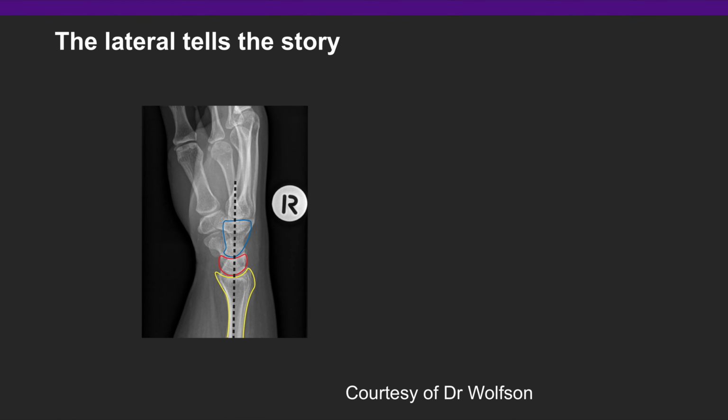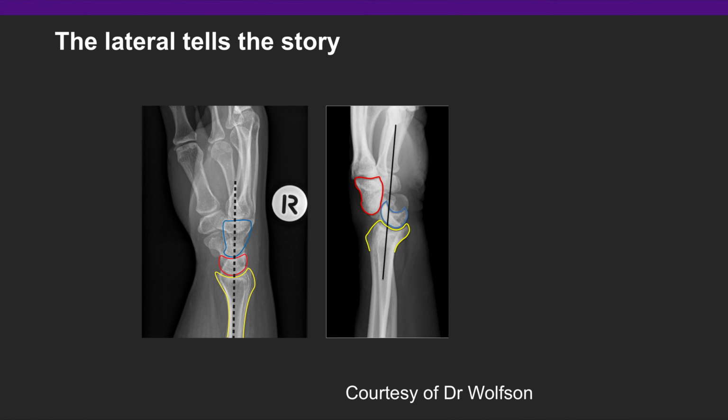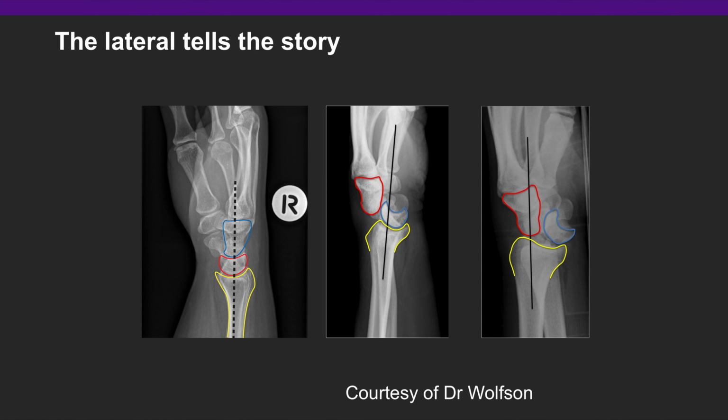So the lateral tells a story with these. When you look at the lateral here, here's a good-looking X-ray all the way to the left. And then the next X-ray, we see that the capitate is sitting dorsal to the lunate. It's not sitting where it's supposed to in the typical lunate facet. So that's a perilunate injury. The lunate has stayed in place. The capitate has come out of place.